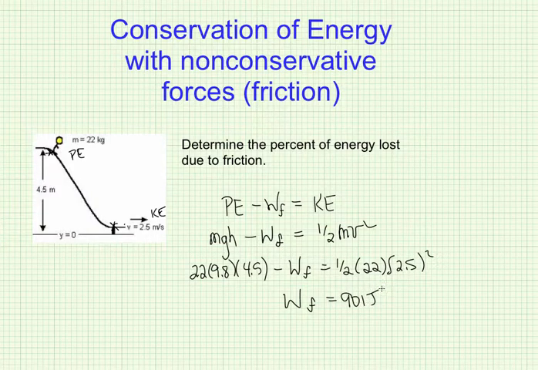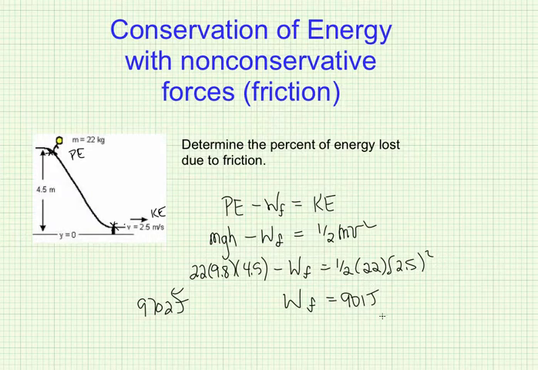But the question doesn't ask just how much energy was lost due to friction. The question is, what's the percent of energy lost? All right, our total energy came from the potential energy at the top. So let's solve for that. Let's find out how much potential energy we had at the beginning. And we had 9,702 joules to start with. So the total amount of energy that we had was 9,702 joules.